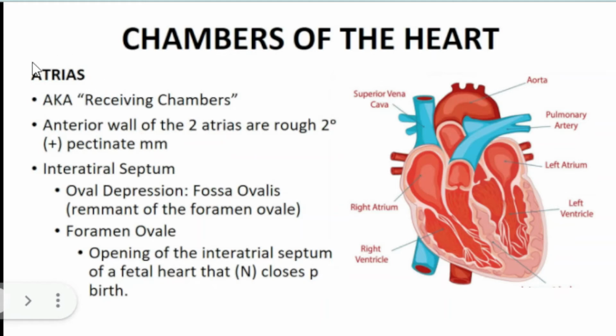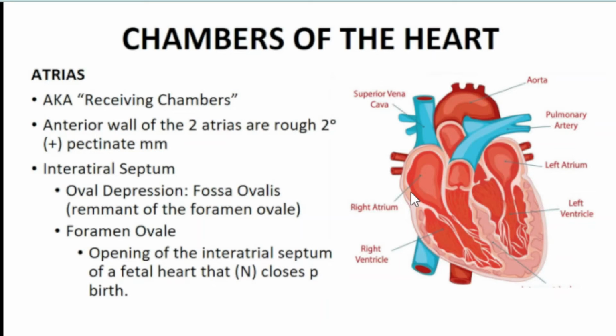In singular, atrium. The atria are important because they are the receiving chambers, meaning this is where we receive blood. The right atrium receives deoxygenated blood, while your left atrium receives oxygenated blood. So if the right atrium receives deoxygenated blood, then where did the blood come from? It came from your veins.